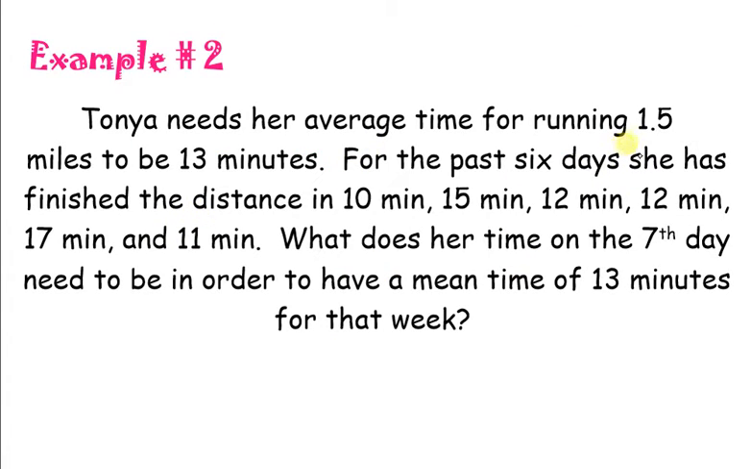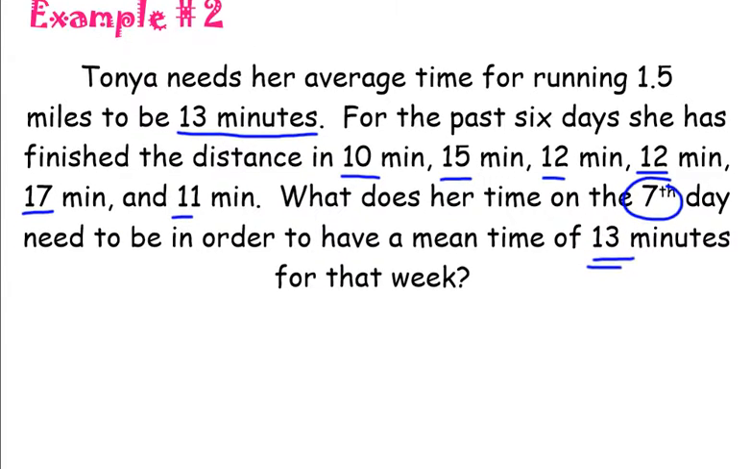Tanya needs her average time for running 1.5 miles to be 13 minutes. So the average needs to be 13. For the past 6 days, she has finished the distance in 10 minutes, 15 minutes, 12 minutes, 12 minutes, 17 minutes, and 11 minutes. What does her time on the 7th day need to be in order to have a mean time of 13 minutes for that week?